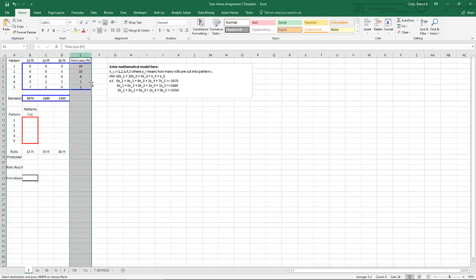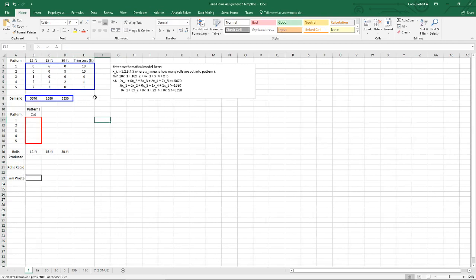So I'll talk about it briefly, but I thought this would be a lot faster than me trying to explain and type in all the data and things like that. And some of this is already contained over here in our mathematical model, our parameter values, our trim loss, our demand. In fact, all of that is contained over here. So in addition to that, when we make our decision, we're going to be deciding how many patterns to cut. So as per usual, that's highlighted in red with the red border. Then that will correspond to produce rolls of 12, 15, and 30 feet. We'll need to compare that to our rolls required, and that will allow us to calculate our trim waste.